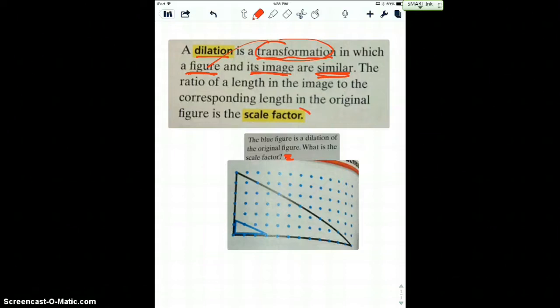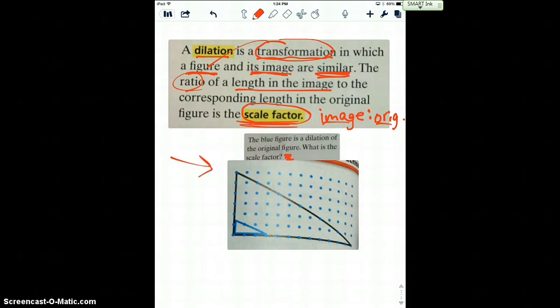Then, something else I wanted you to have an idea of is the scale factor. And scale factor is going to bring in our idea of ratios. So a scale factor is just a ratio. The length of the image, so I'm going to put image length, to the corresponding length in the original. Okay? So that's super important, and you'll see what I mean in the examples.